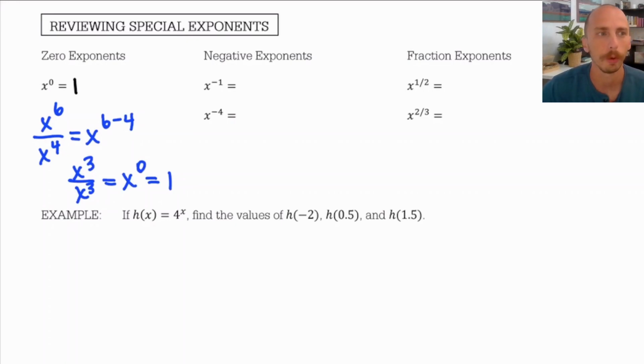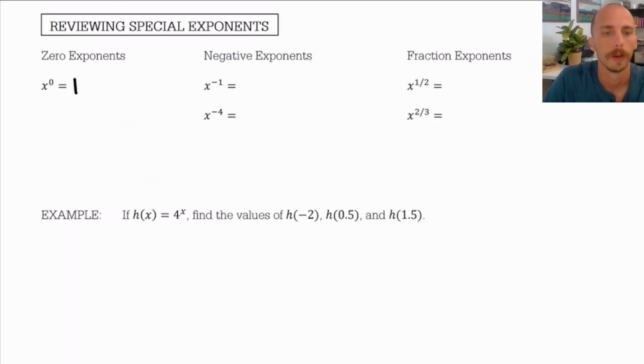I will point out that 0 to the 0 is not going to be 1, because that's equivalent to 0 divided by 0, and that's not defined. So we'll talk about that more later in the course.